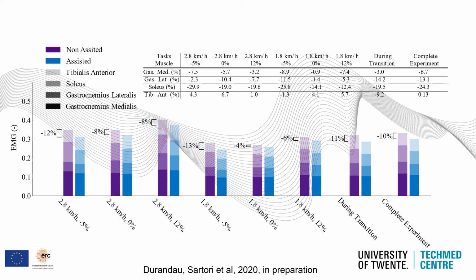Most of the reduction was achieved for the soleus, which is the strongest muscle in the ankle and produces most of the propulsion during walking.